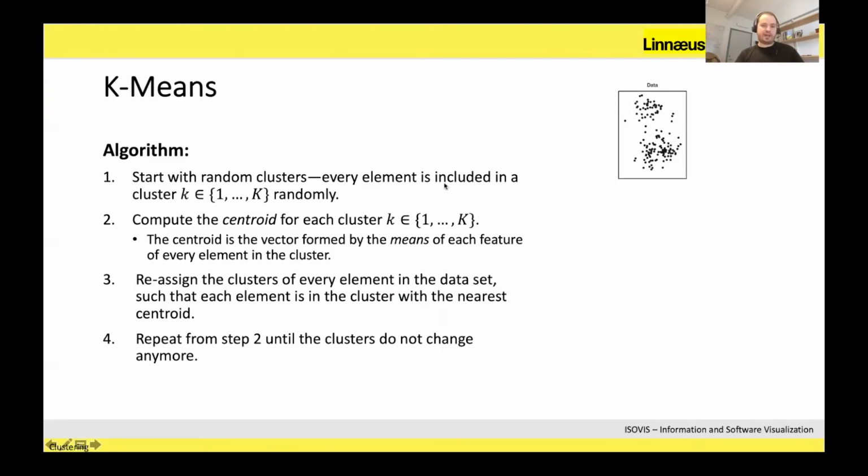So every element is included in a cluster K randomly. So let's say I want 3 clusters. No problem. I create 3 clusters, so to speak, but then I just assign points randomly to these 3 clusters because I have no idea, right? It's the first step of the optimization. As with many other algorithms that you may have seen before in the course, we start with a random solution, and then slowly we improve the random solution until we get a good solution at the end.